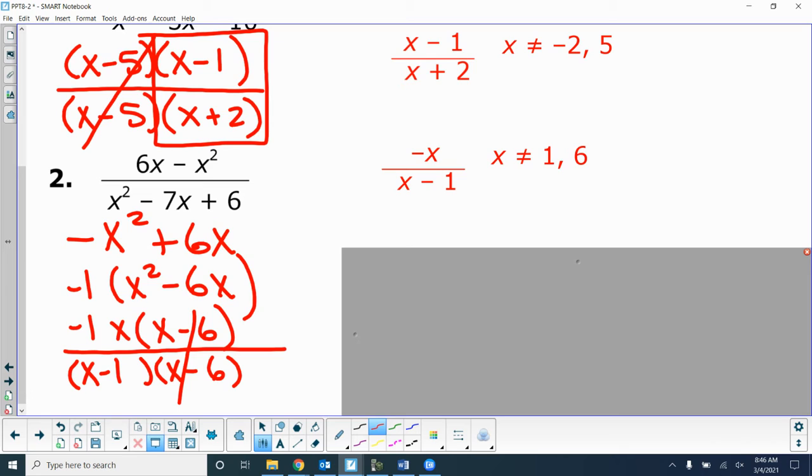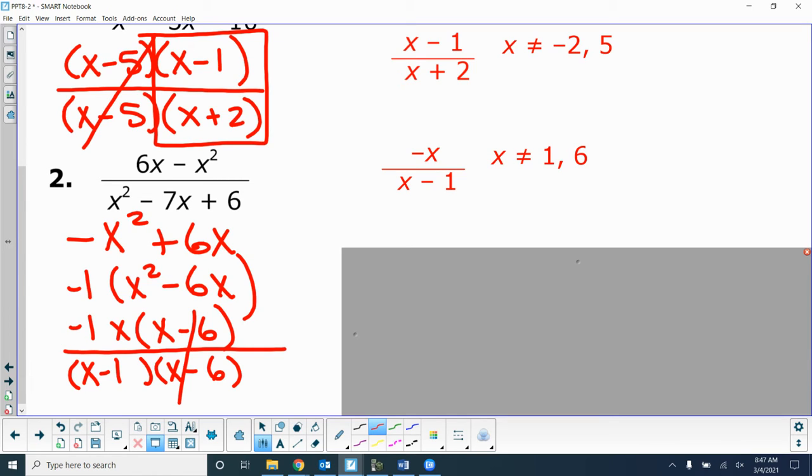2x plus 5 over 2x minus 7. X cannot equal 1/3, and x cannot equal 7/2 or 3.5. Number 4, 1 over 3x minus 1. X cannot equal negative 4 or 1/3. Number 5, negative 1 over x minus 5. X cannot equal negative 4 or 5.